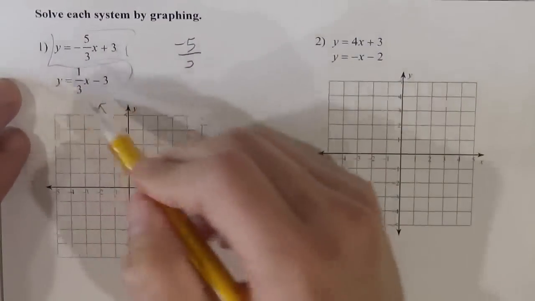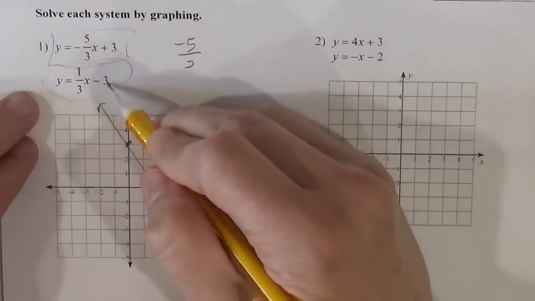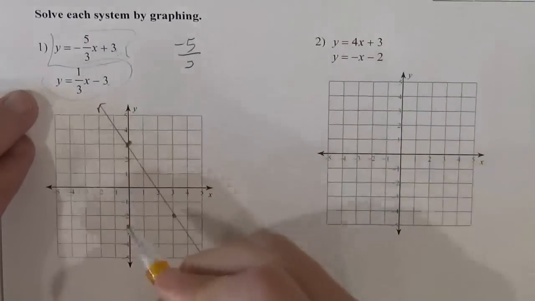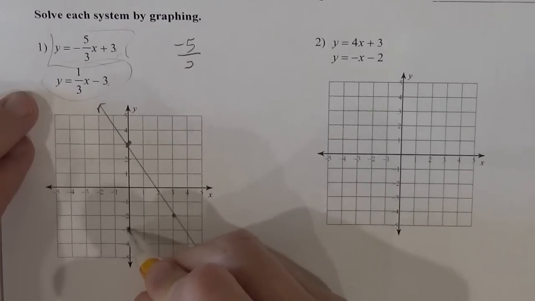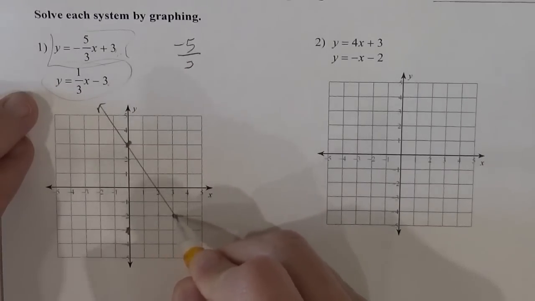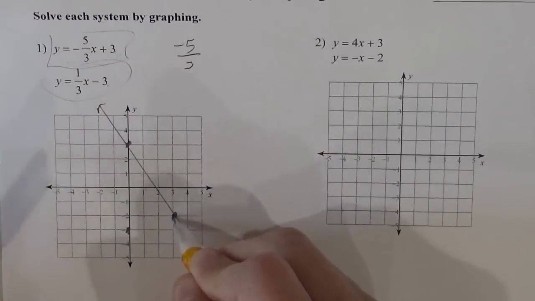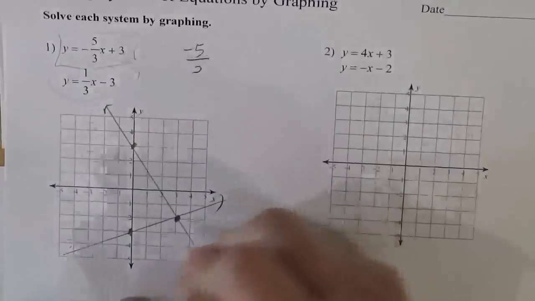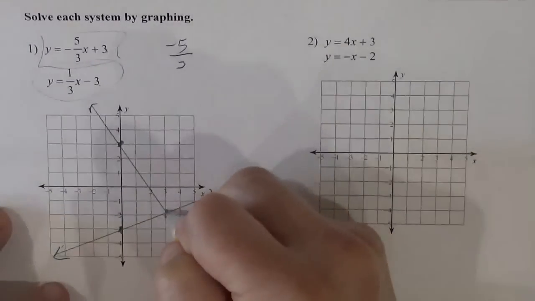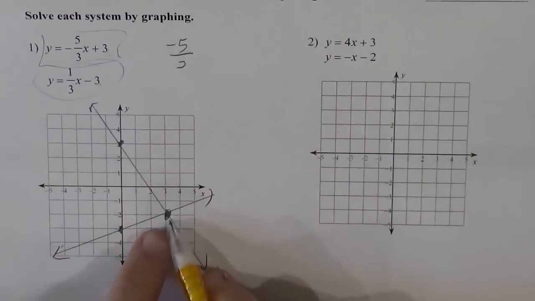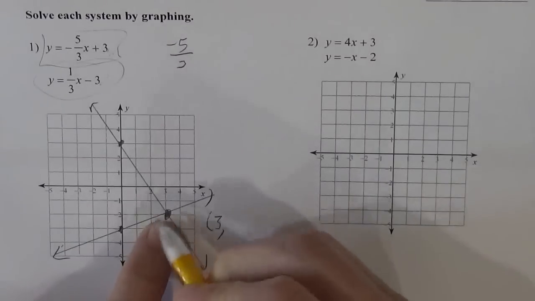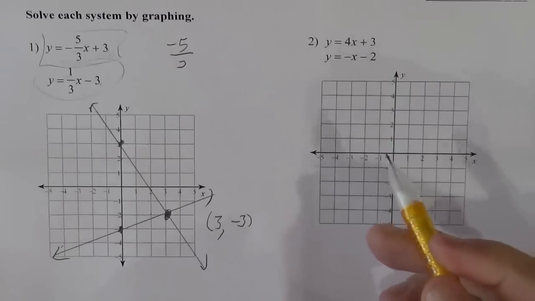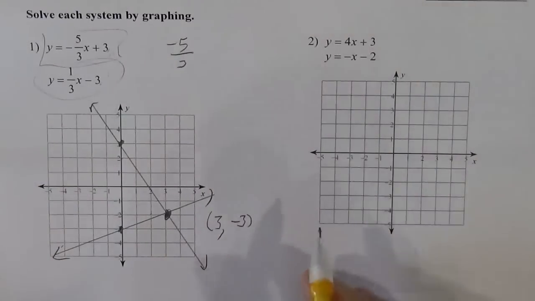But we also need to satisfy this guy. This one has a y-intercept of -3 with a slope of 1/3. So I'm going up from that point, up 1, over 1, 2, 3. And oh, hey, look at that. This line looks like that, and I can see they intersect right there. So that point, 3, -3, makes both of these equations true. It lies on both of those lines.